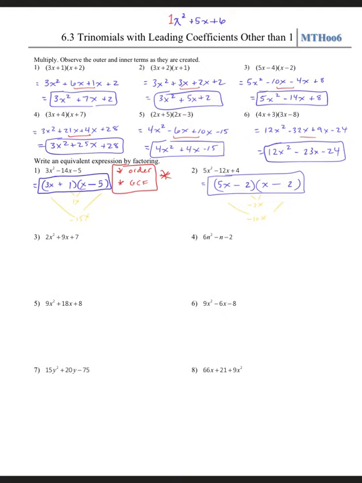Okay, let's see here. Let's look at number 7 together. So looking at number 7, I see that it is in order. Now GCF, 15, 20, and 75. I know we can divide all of them by a 5, so that means that we can factor out a 5 here. So we're going to do that first.